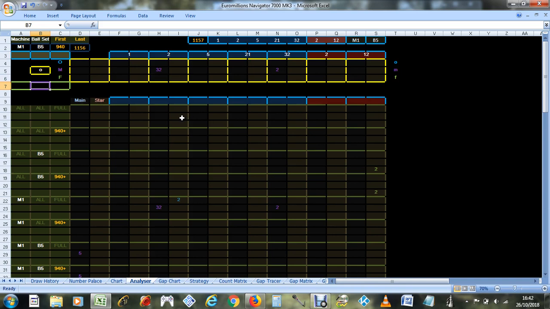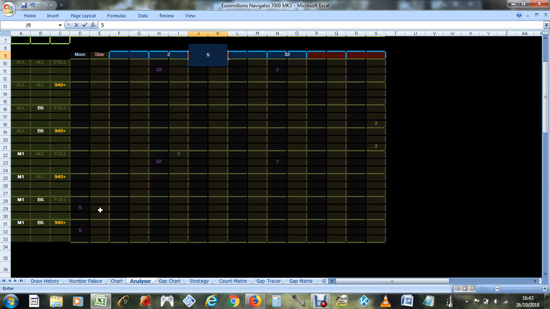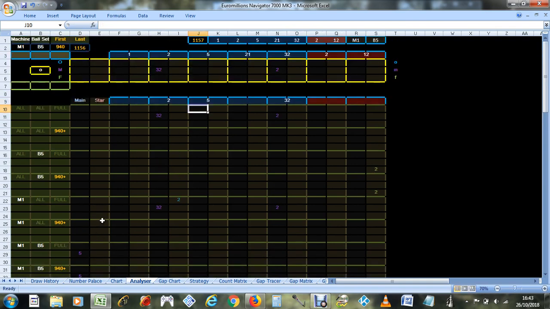Now when we look at all machines and all sets of balls and the full draw history, then again we've got 32 and 2 both most overdue for the frequencies with each other. So I'll just make a note of that. We could have predicted number 2 for that reason, and 32 for that reason, and number 5, because it was most outstanding with machine 1 and set of balls 5. And then star number 2 stood out with these numbers as well.